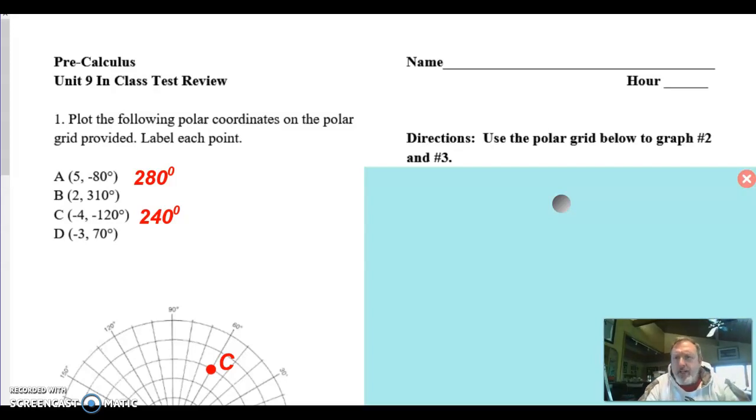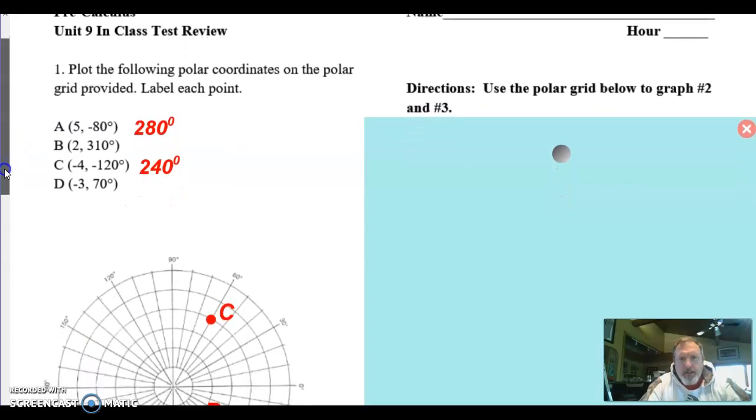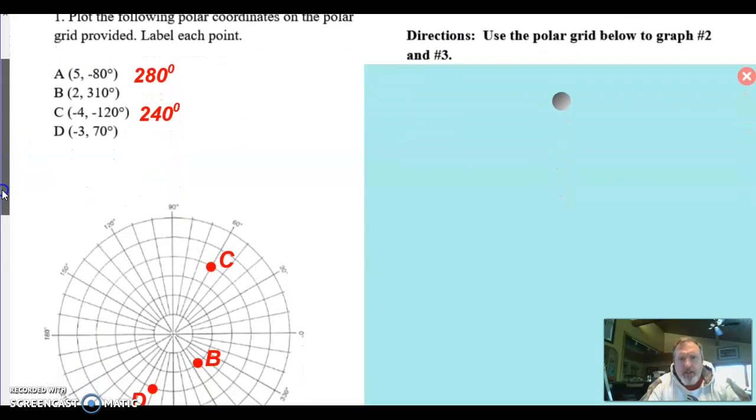Alright, welcome back. Today is your test review for Unit 9 for Pre-Calculus. So we'll start with number 1 here, where we are plotting polar coordinates on the polar grid. So let me just bump this up just a tad here.